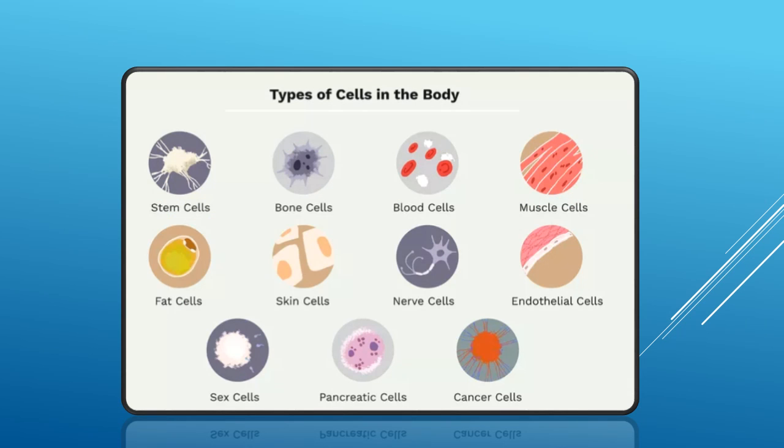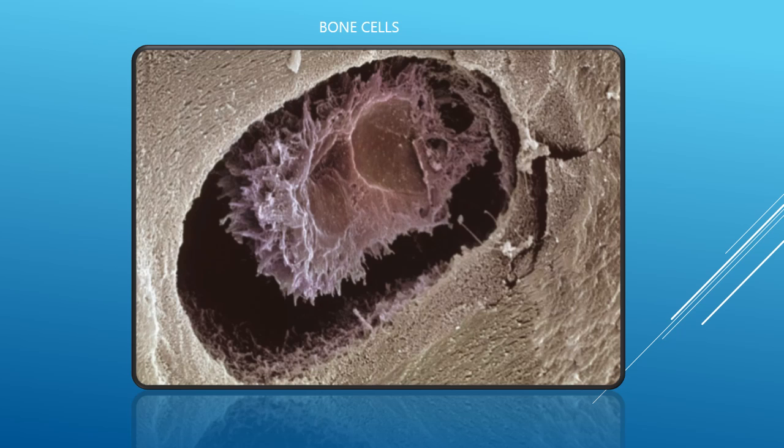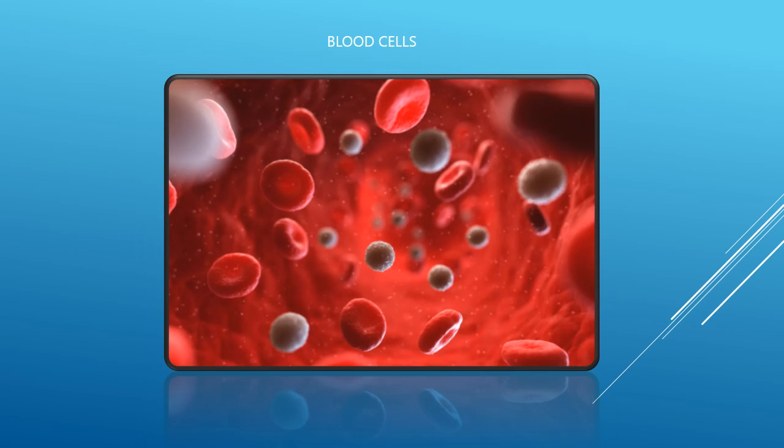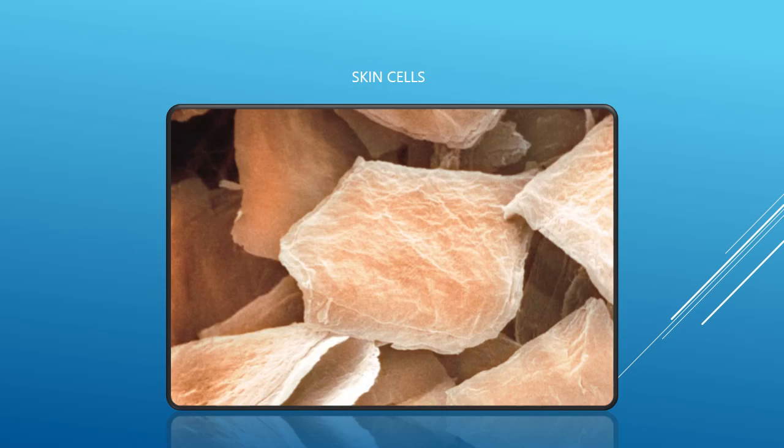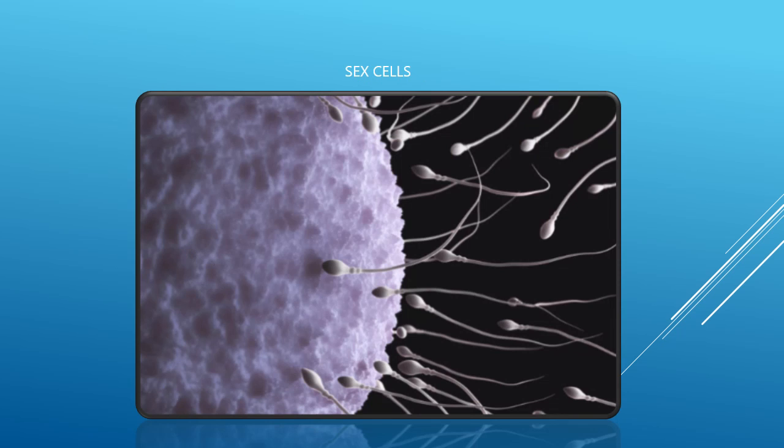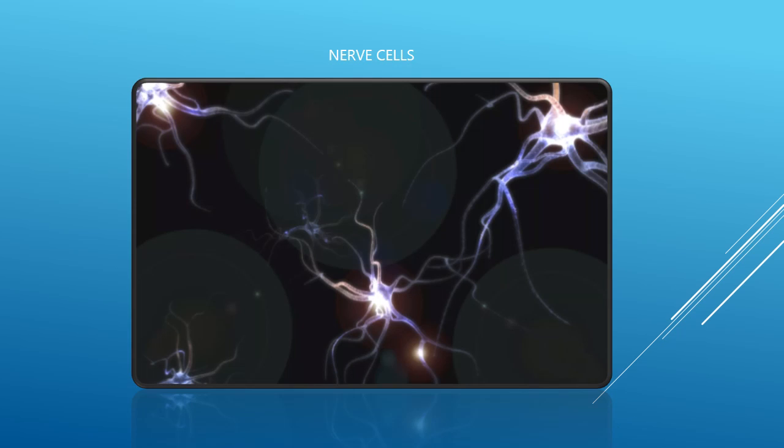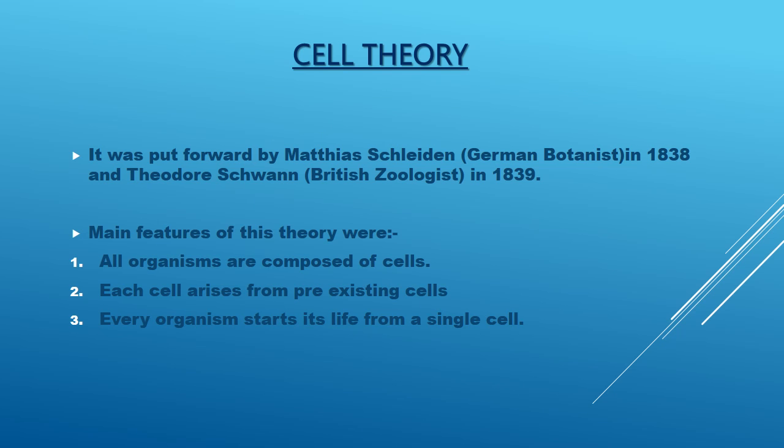The various types of cells in the human body. You can see all of them: stem cells, fat cells, pancreatic cells, sex cells, skin cells, nerve cells, cancer cells, blood cells, and so on. Here we see a picture of a bone cell, a blood cell, a skin cell, a sex cell, and nerve cells, which are called neurons.